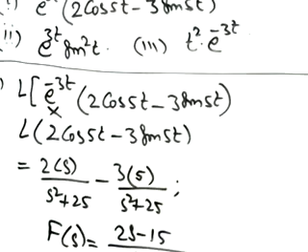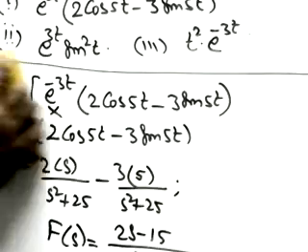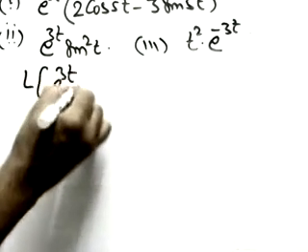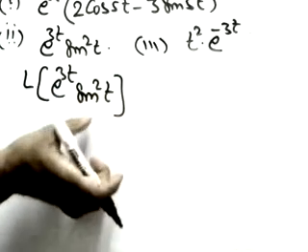Let me do the second one also. What is the second? Watch carefully. Now the second question. Let me try for the second question. You see here, e power 3t sine square t. So let me write, we have to find the Laplace of e power 3t sine square t.